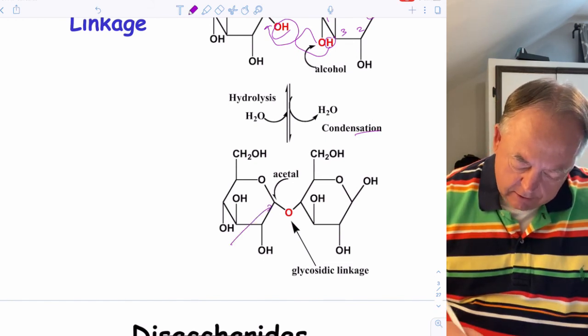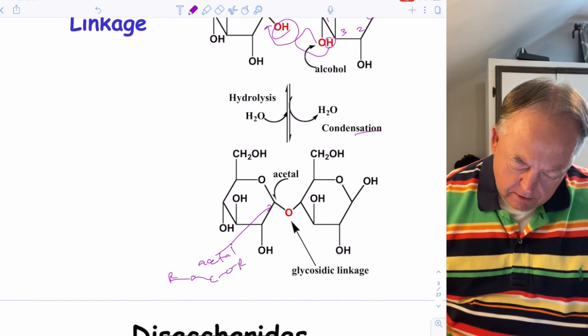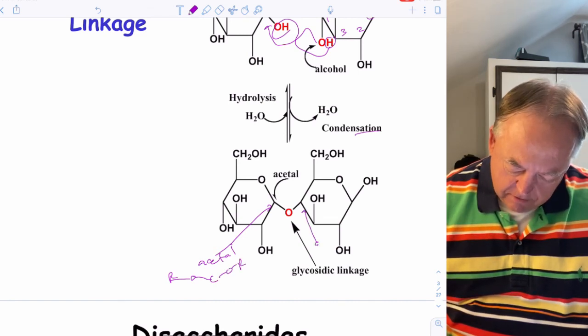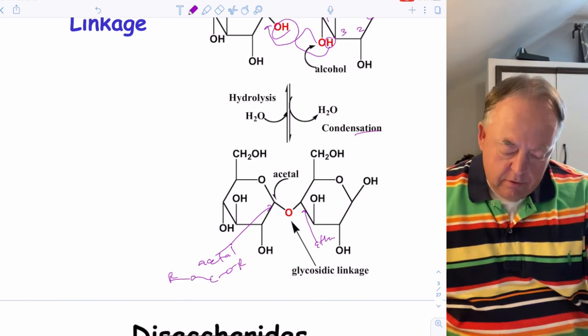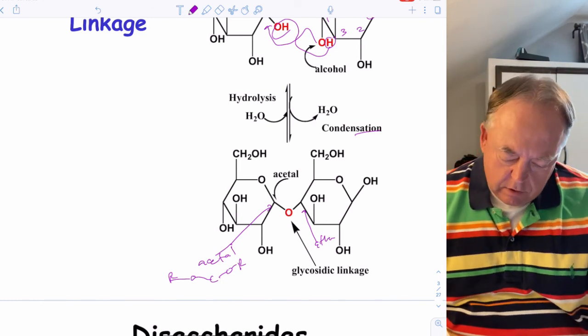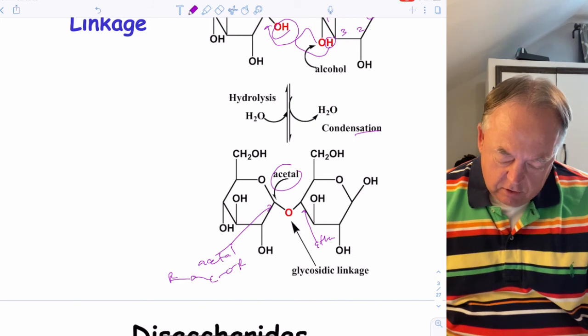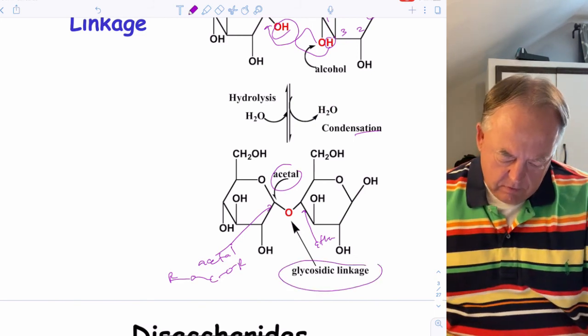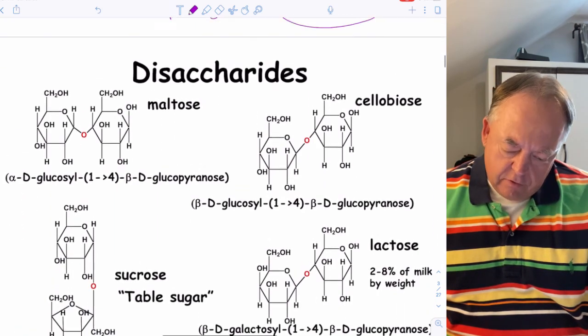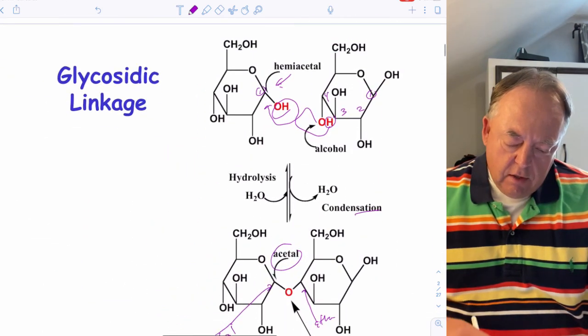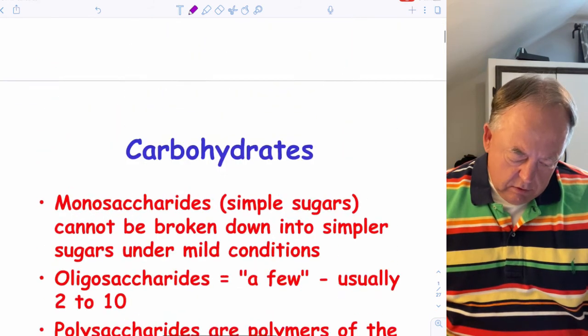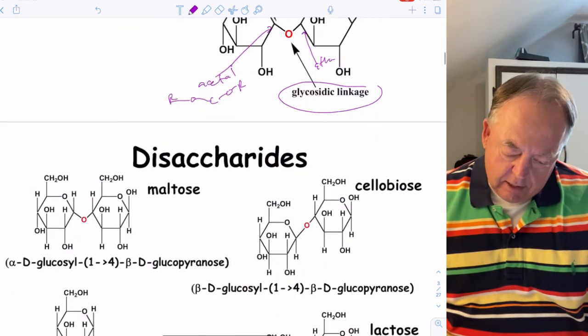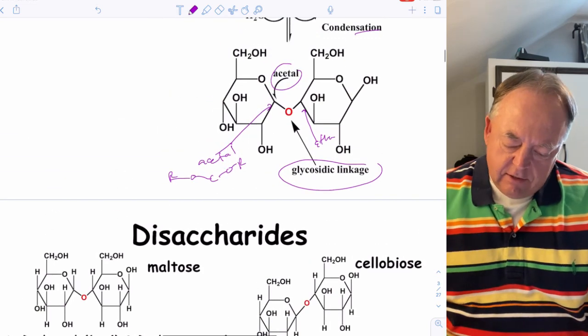Now that's an acetal at this carbon, because it has a carbon with 2 OR groups attached. And at this carbon, it's just an ether. In organic chemistry, we would call this an acetal. In carbohydrate chemistry, that's called a glycosidic linkage. If you take these two monosaccharides and link them together, you would make a disaccharide.